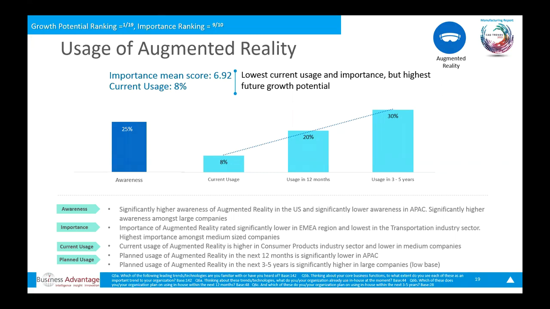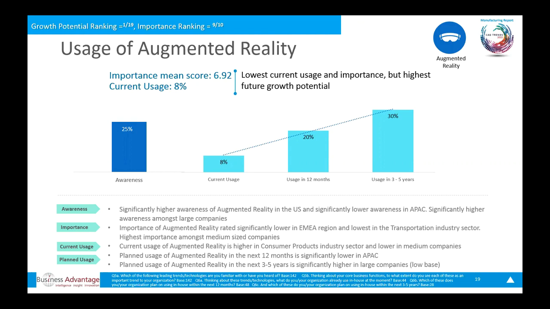So as I said, augmented reality has the highest growth potential, but it has the lowest ranking in terms of importance. The relative importance of this trend has increased over time from 4.0, and it's now up to 6.92, the mean score. Current usage of augmented reality is low at 8%, but in the next 3 to 5 years, this is expected to grow to around 30%.